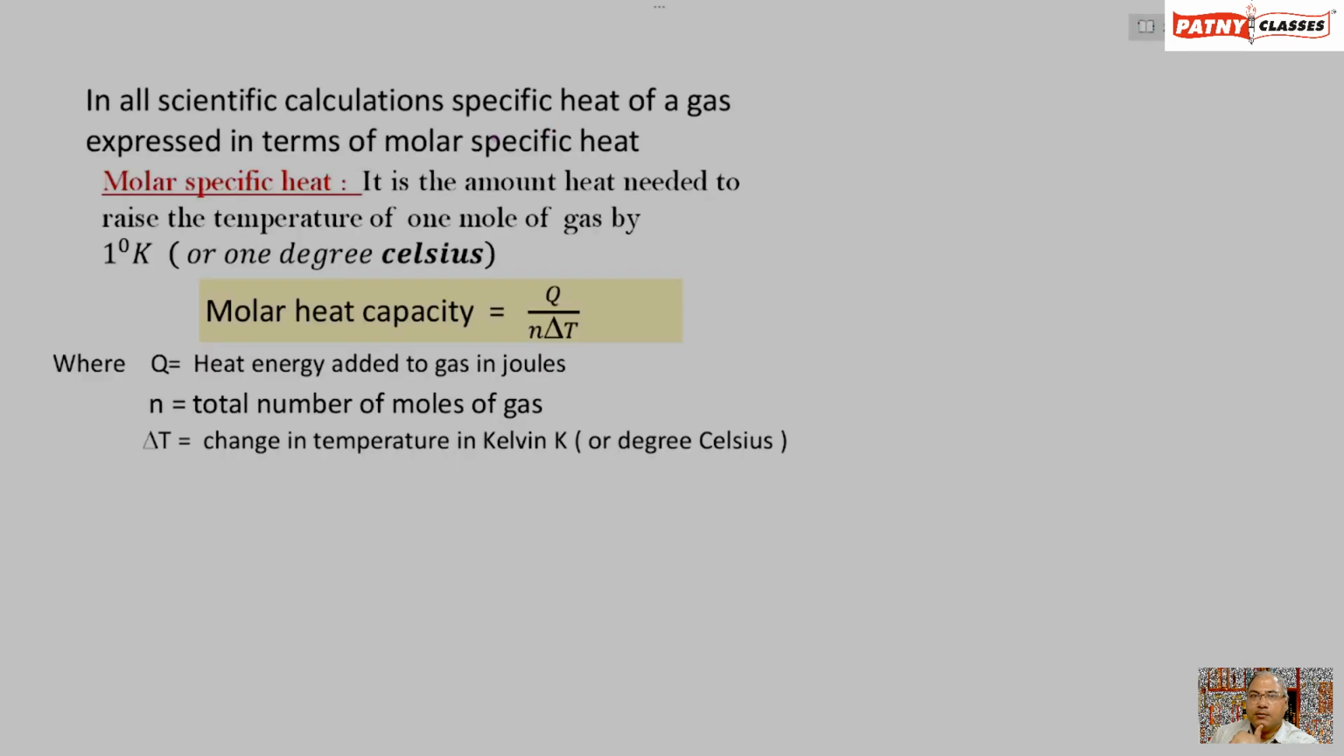In all scientific calculations, whenever we talk about specific heat for gases, it is expressed in terms of molar specific heat. So, molar specific heat is given by the formula Q divided by n. Q divided by n is nothing but the heat per mole, because n equals the total number of moles of the gas and Q equals the total heat energy supplied to the gas.